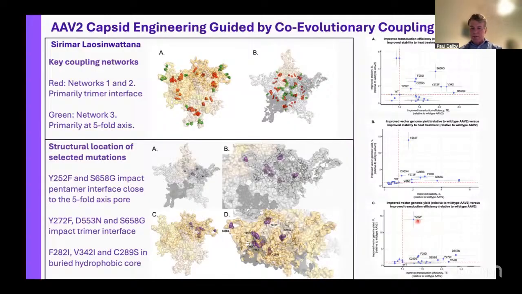And if they happen to improve stability as well, then potentially they will survive better during the manufacturing process and TFF steps. We are currently starting to put these into things like TFF analysis and chromatography to see how much impact they have on yields going through those steps as well. So that's ongoing.